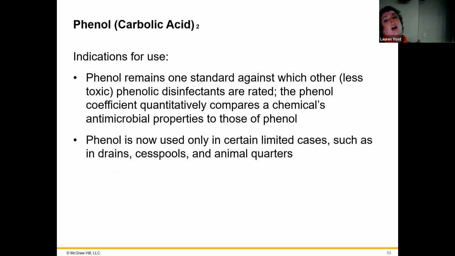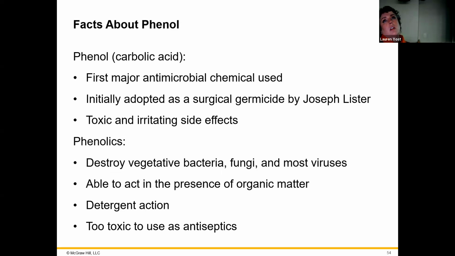It's pretty good at inhibiting enzyme function and denaturing proteins and things like that, but it's incredibly toxic and it can be incredibly irritating as well.